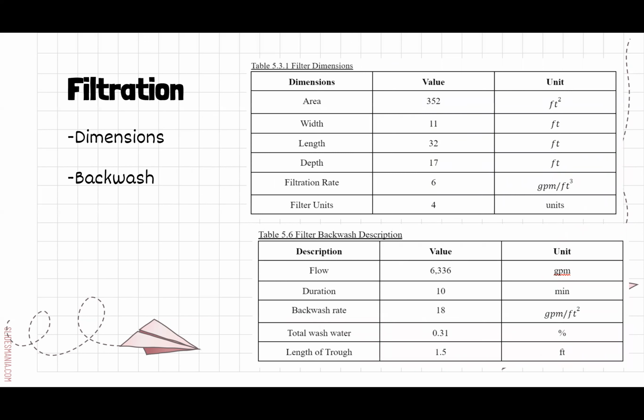For each cell, we determine the length to be 32 feet and the width to be 11 feet, and the surface filter area to be 352 feet per cell. For our backwash rate, we found our backwash rate to be 18 gallons per minute per foot squared. Now on to Jamie for disinfection.